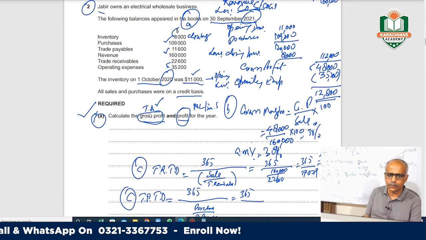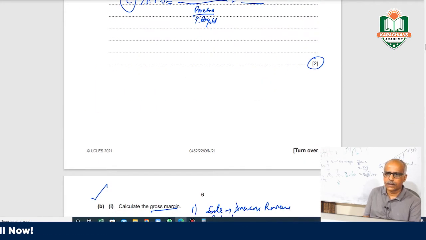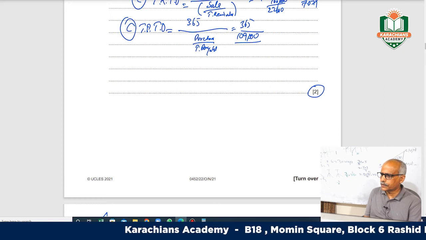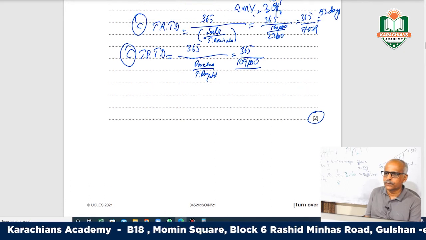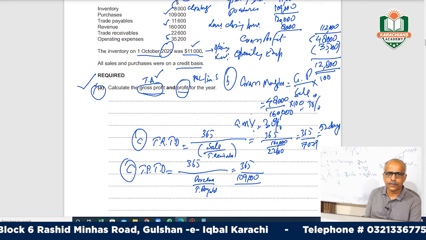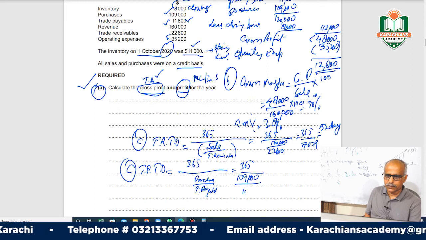Purchases are 109,000. And trade payable, how much do we have? Trade payables we have 11,600.